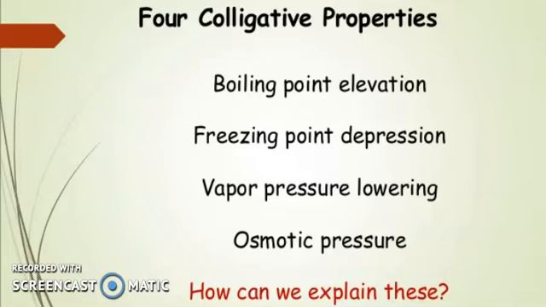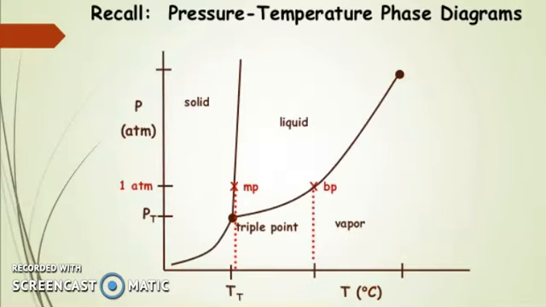How can we explain this? Let us start one by one. Recall the pressure, temperature phase diagram. Do you remember this phase diagram of water? You see the triple point, the area of liquid, the area of solid, and the area of vapor, depending on the temperature. You can see the pressure, 1 atmosphere, and your x-axis is temperature. Just keep in your mind this pressure, temperature phase diagram.